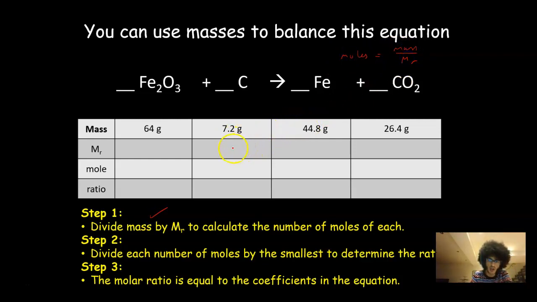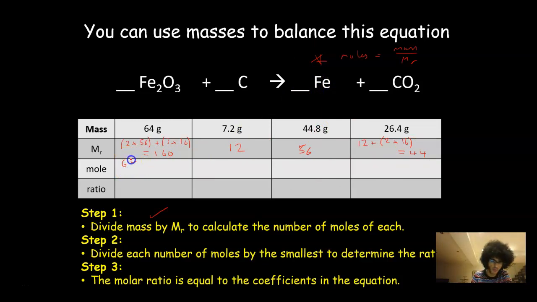Now the easy ones are carbon, which is 12, and Fe, which is 56. For Fe2O3, it's 2 lots of 56, because that's the AR for iron, and I add that to 3 lots of 16, which is for oxygen, and that is 160 in total. And then over here, it's 12 plus 2 lots of 16, and that gives you 44. So to work out the moles, it's mass divided by MR.